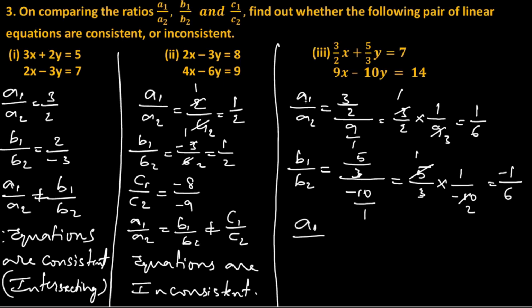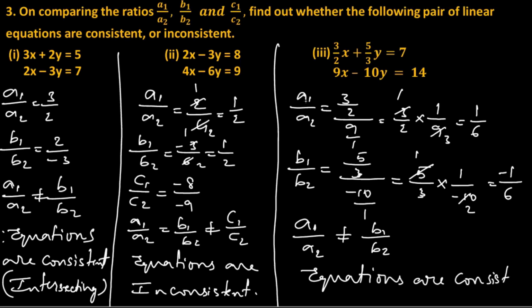So a1 by a2 is not equal to b1 by b2. These lines are intersecting. That's why equations are consistent, because it has one solution. Equations are consistent. Let's go to the next problem.